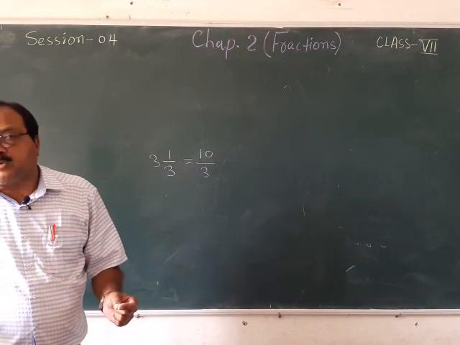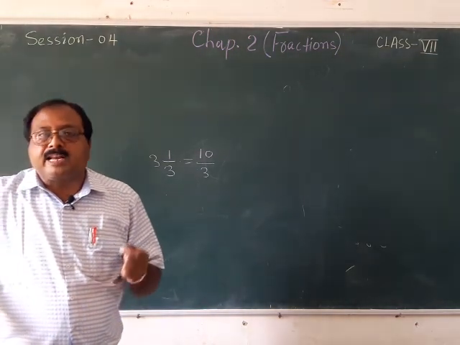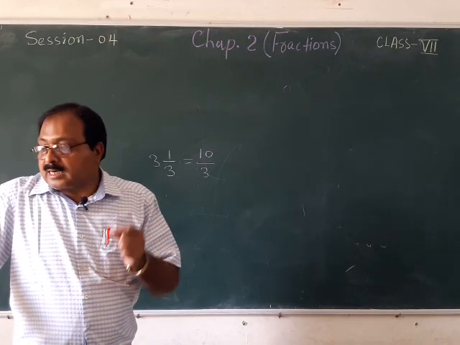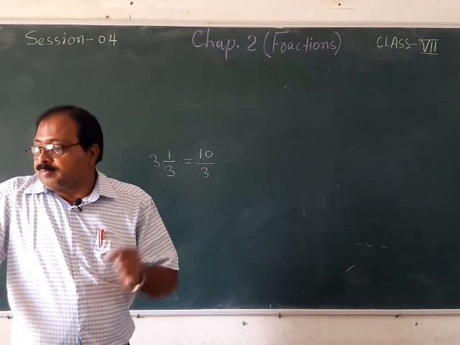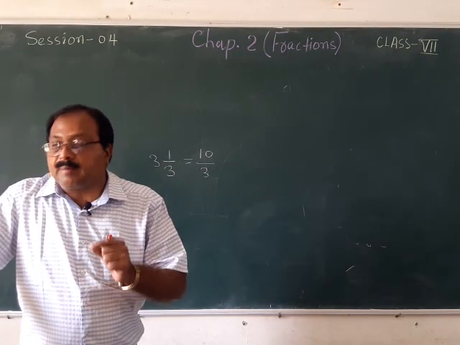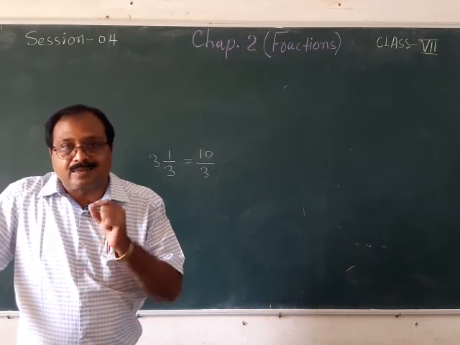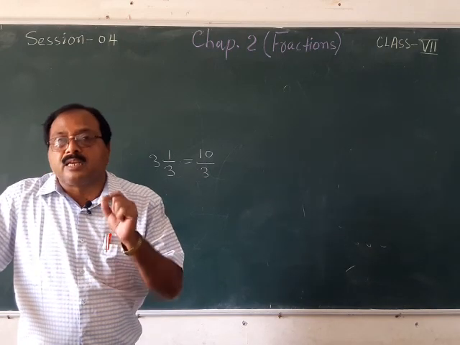Number D, you can see the 9 by 5, 9 is greater than 5, that means D number is an improper fraction. And again for E number, 11 by 8, 11 is greater than 8, that means E number is an improper fraction.